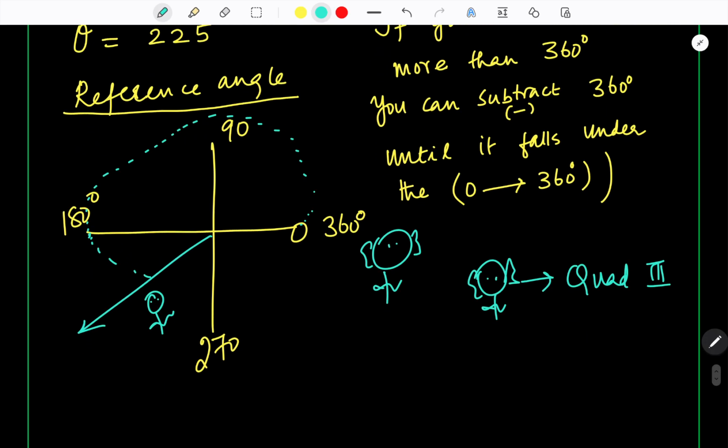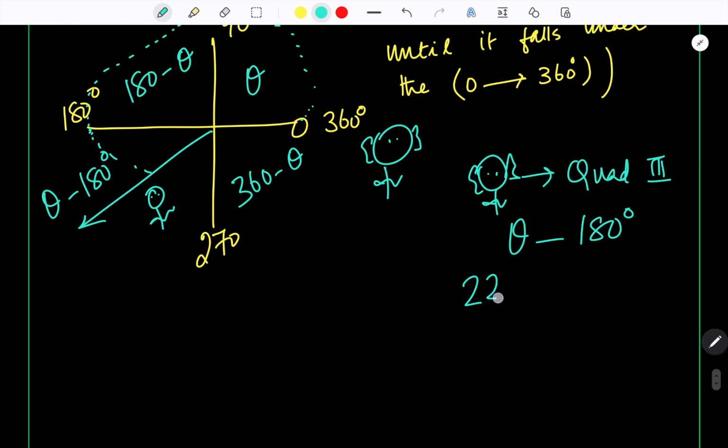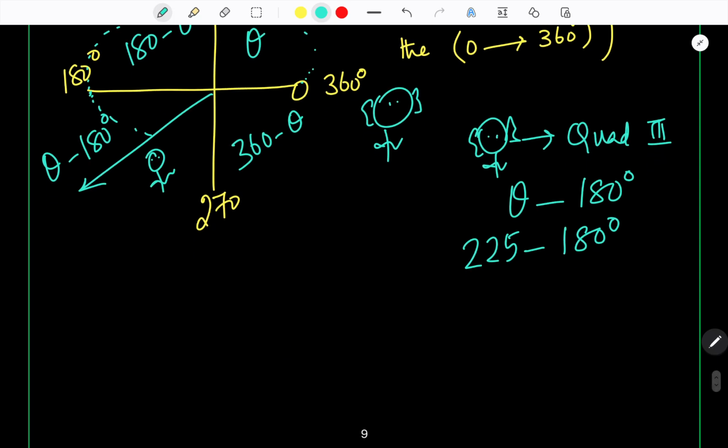Quadrant 3, what is the formula? This is theta. This is 180 minus theta. This is theta minus 180. And this is 360 minus theta. So for quadrant 3 it is theta minus 180. What is your angle now? 225 degrees. So this is 225 minus 180 degrees, which is equal to 45 degrees. Clear?